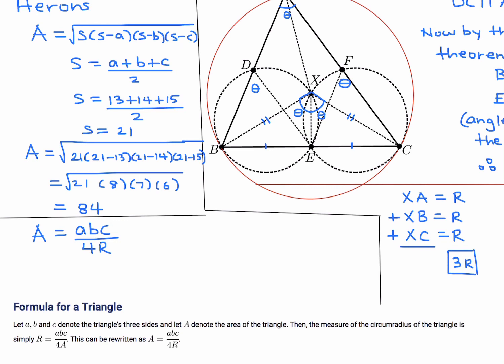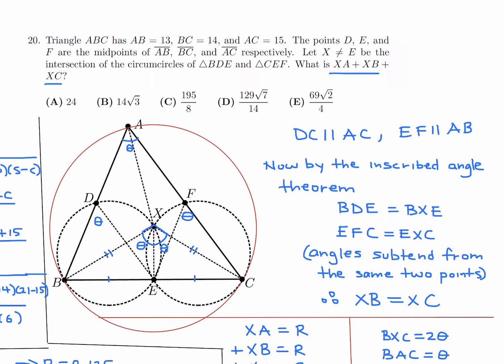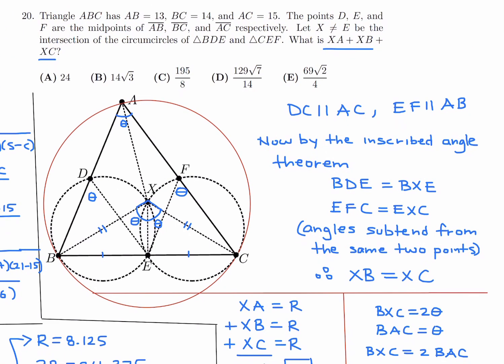Well, we know the area is 84, so this becomes 84. And then A, B, and C, we know the length of the sides are 13, 14, 15. And the only thing we don't know is 4R, so we just have to solve for this. And when you do, you get R is equal to 8.125. And remember, all I have to do is figure out the value of 3R, and when I do, I get 24.375. And this is the answer to the question. And of the answer choices, the one that it matches is choice C.